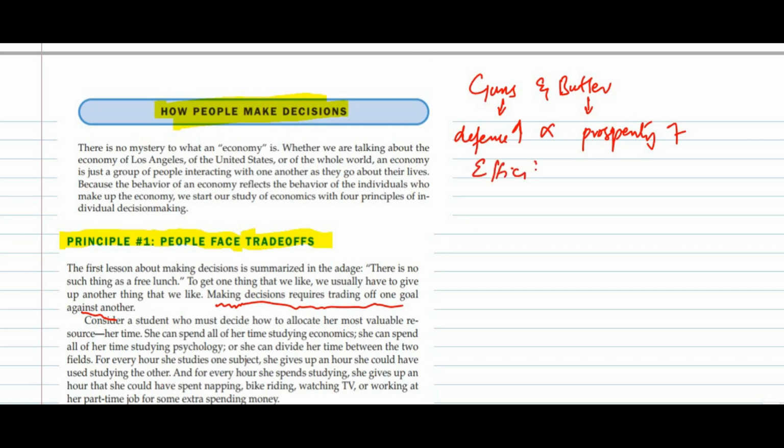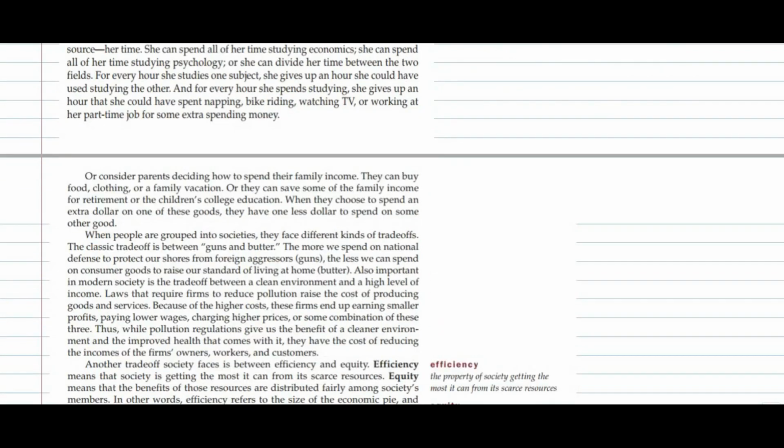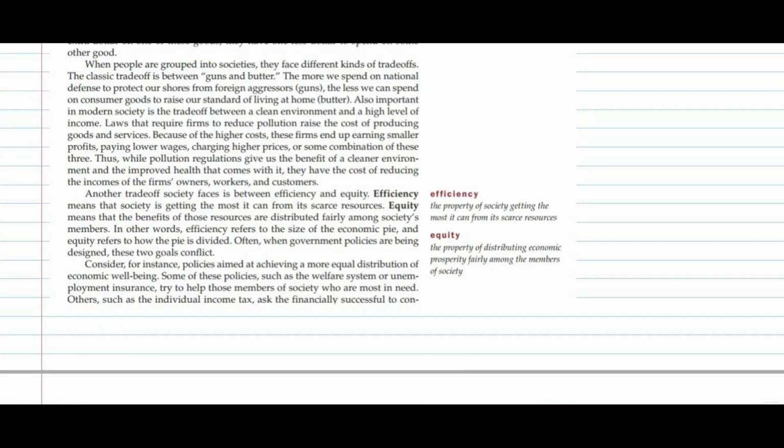There's also a trade-off between these two factors, efficiency and equity. Let me take you to the definitions, then we'll clearly understand what efficiency means. Efficiency is the property of society getting the most it can from its scarce resources. The property of distributing economic prosperity among the members of society is what we call equity. So efficiency is society getting the most it can from its scarce resources, while equity is the distribution of that output.